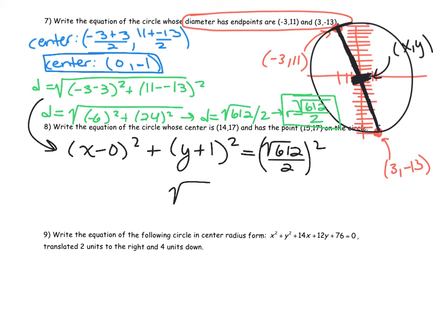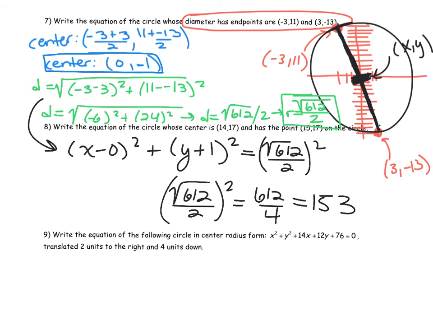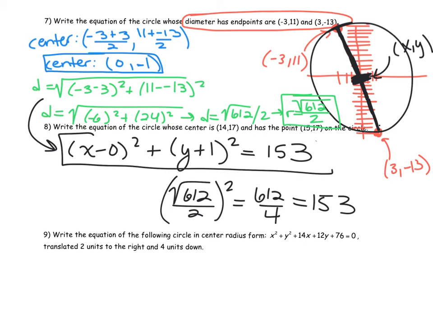I'm going to do a little side work here. The square root of 612 over 2, squared, is actually 612 over 4, which when simplified ends up being 153. So I'm just going to replace this with the number 153. And that's my final answer for question 7.